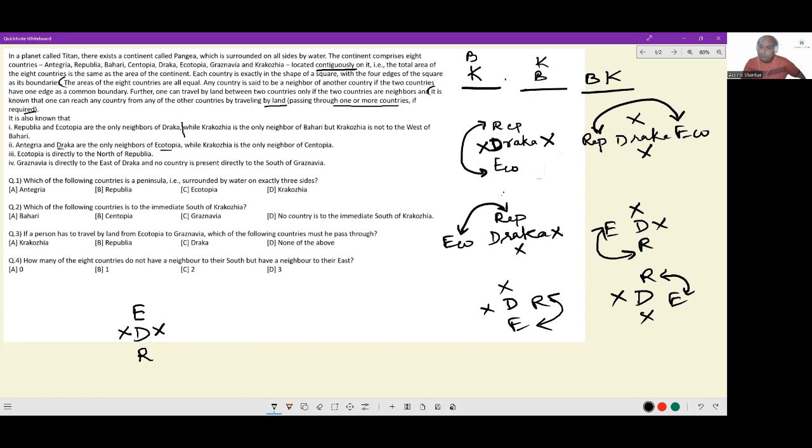Grasnavia. Apart from this, Antegeria and Draka are the only neighbors of Ecotopia. So Antegeria can come anywhere next to Ecotopia, but two of these spots will be cut off. We'll see where we can introduce Antegeria.